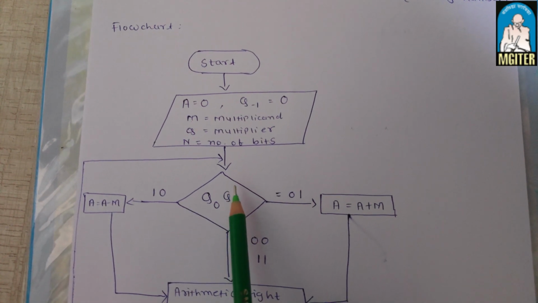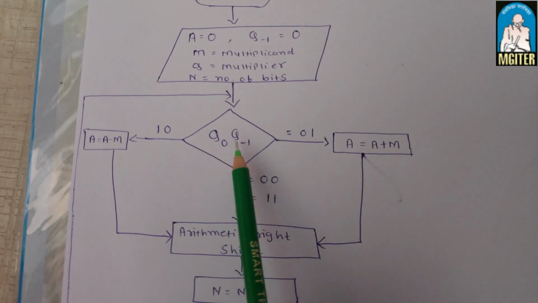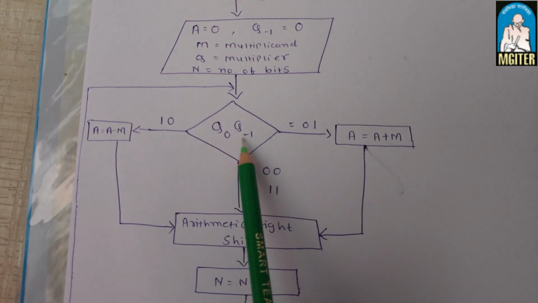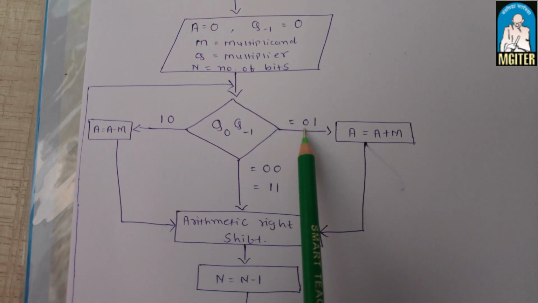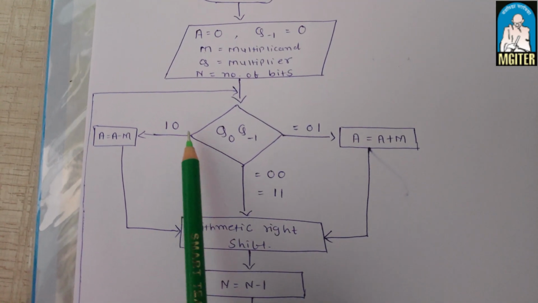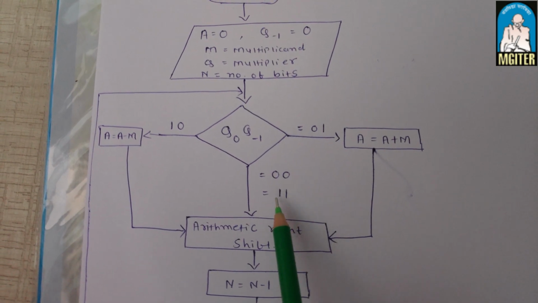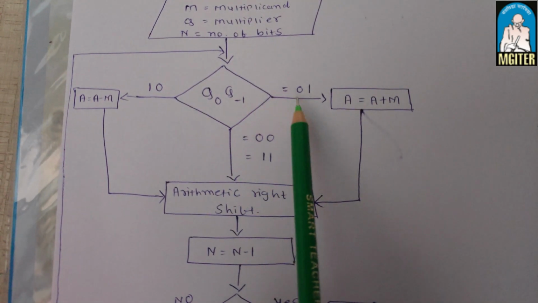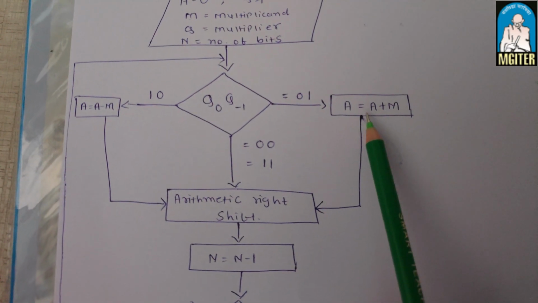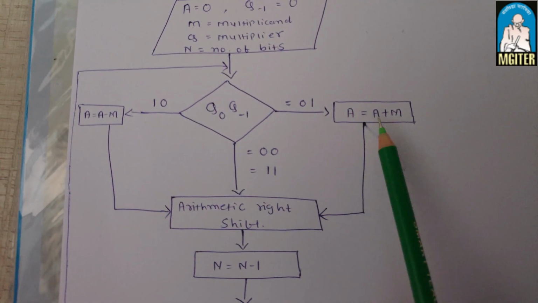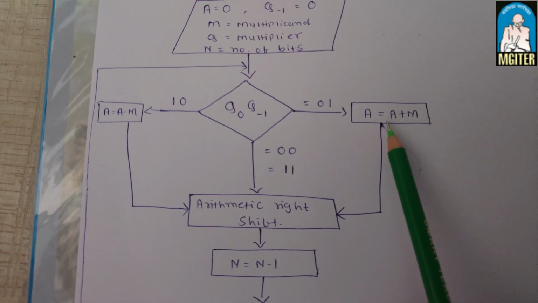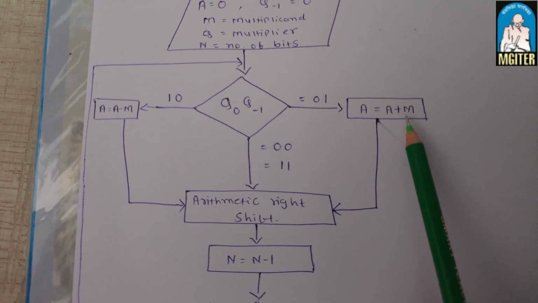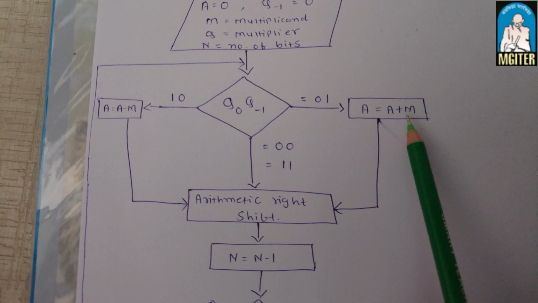So we have to check the first 2 bits, Q0 and Q minus 1. For that we have 4 possibilities. First is 0 1, second is 1 0, next is 0 0 and 1 1. So we have to check Q0 and Q minus 1. If the value is 0 1, then we have to perform this operation, which is A is equal to A plus M. Here A is the accumulator and M is the multiplicand.